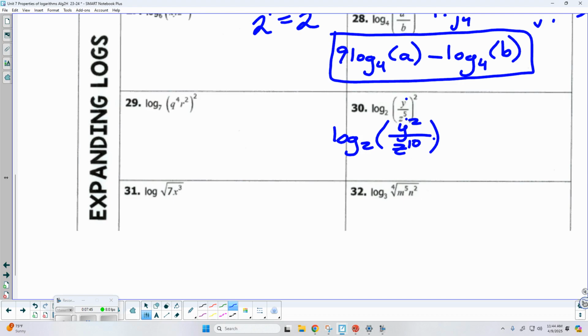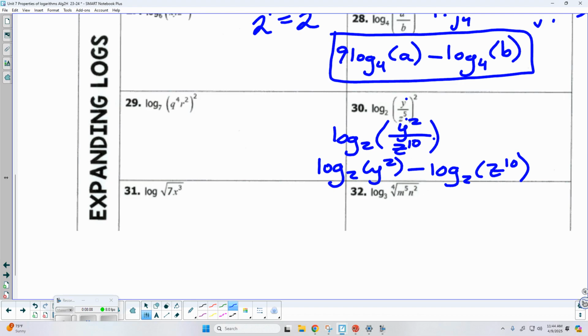Okay. Now, I'm dividing items. Danielle, how am I going to separate these? Am I going to add or subtract? We're going to subtract. So this is going to be log base 2 of y squared minus log base 2 of z to the 10th. Remember, y squared was on top, so it has to be written first.